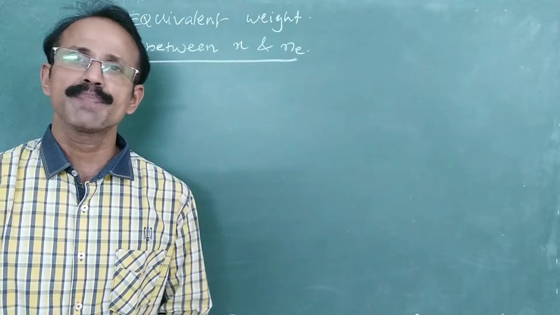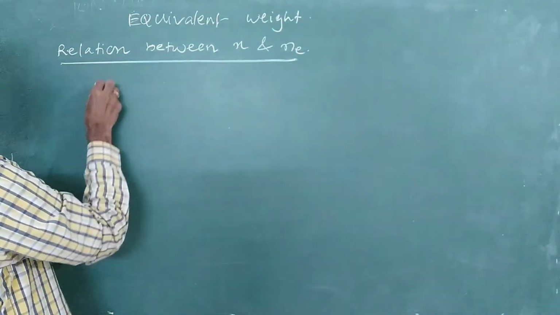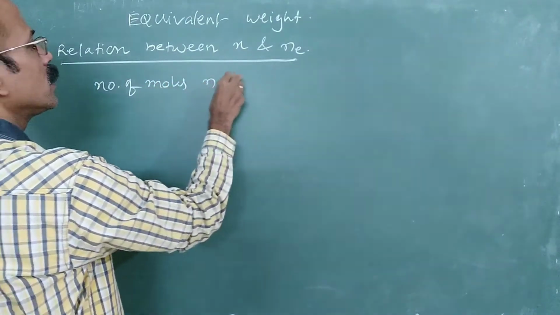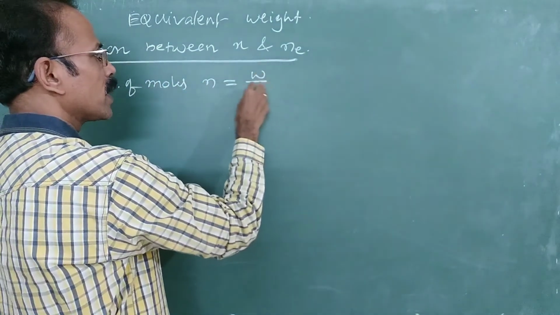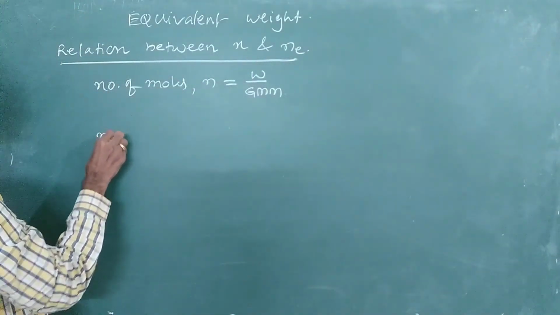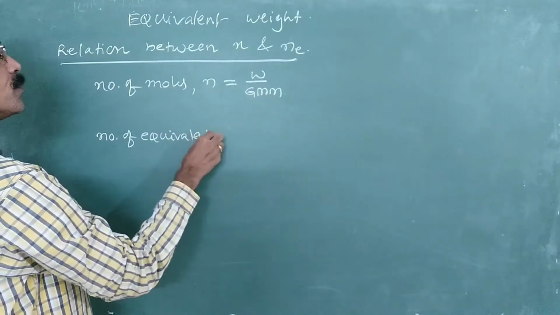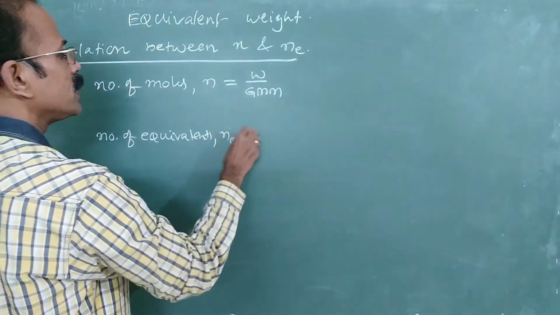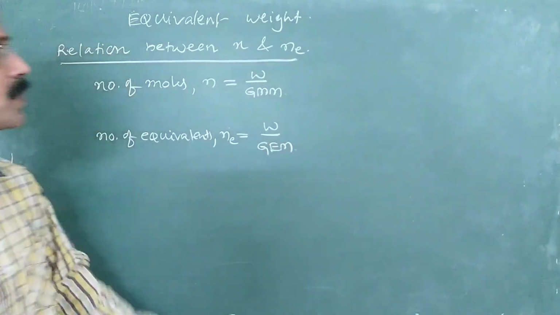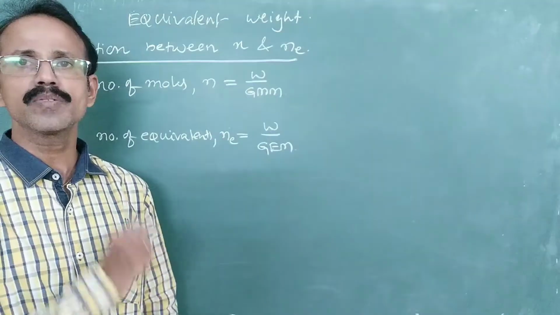Now we will see the relationship between number of moles and number of equivalents. Number of moles is given by n is equal to mass by gram molar mass, right? And number of equivalents is given by Ne is equal to mass by gram equivalent mass. Okay, mass by gram molar mass gives number of moles, mass by gram equivalent mass gives number of equivalents.